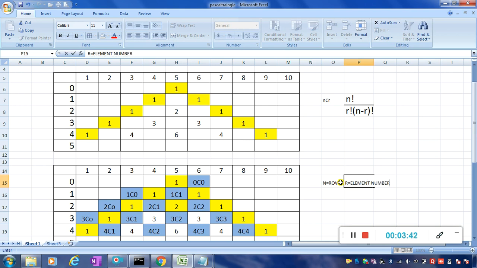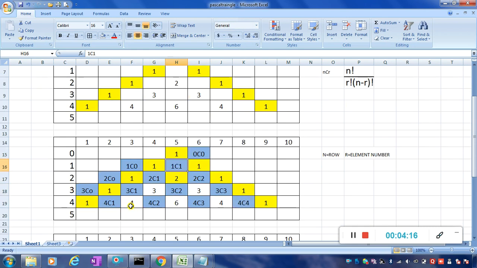Here this is 0, so this is 0C0. The row is 0 and the element is the first element, since I'm starting from the 0th element. So it is NC0, that is 0C0. Now the next one is 1C0. So n over here is 1, as this is the first row, and this is the 0th element. Next, first row, first element, so this is 1C1.